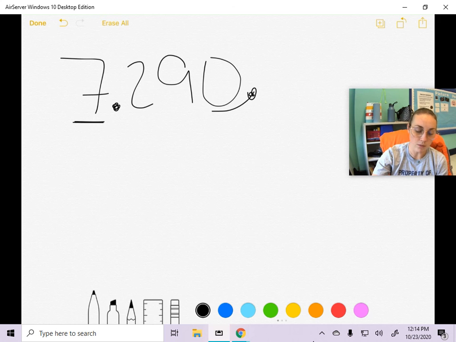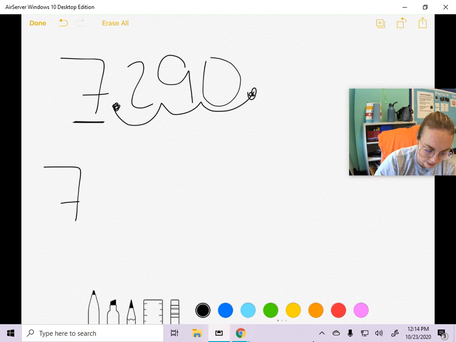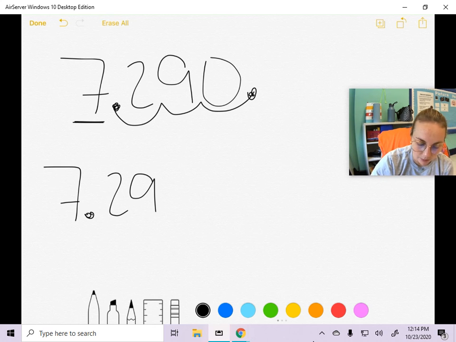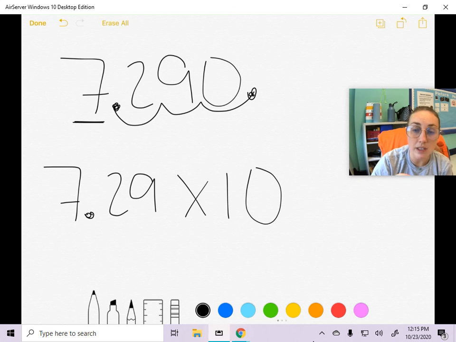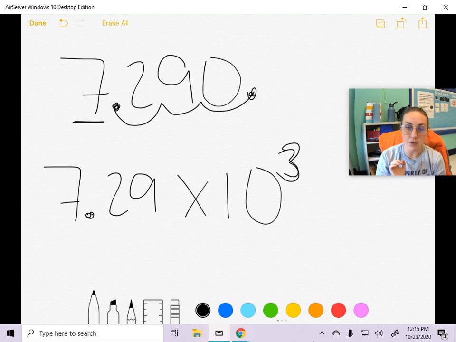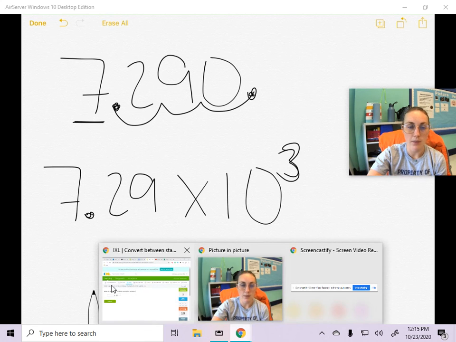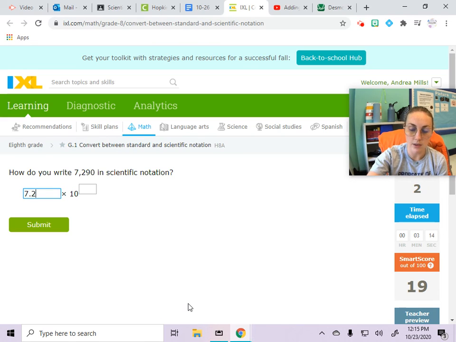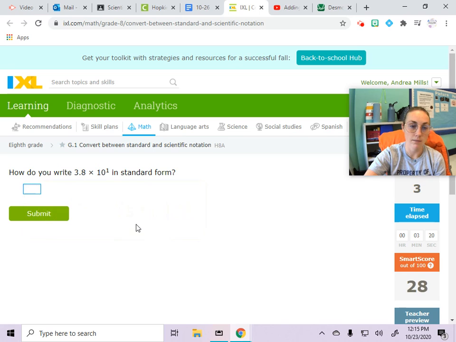And then we're going to move it 1, 2, 3 times to get there. So our new number is going to be 7 and 29 hundredths. We're going to multiply that by 10, and then it's going to be a positive 3, because again, this is a big number that we're changing, so our exponent is going to be a positive 3, and that's going to be our answer. So we'll go ahead and put this in. We have 7.29, and we're multiplying that by 10 to the 3rd power. Awesome possum.